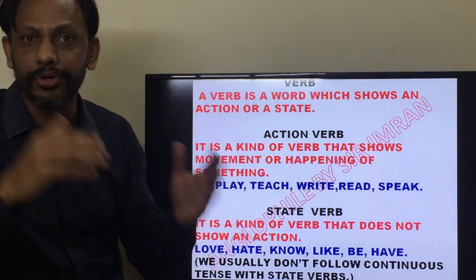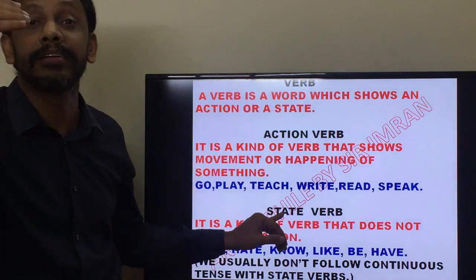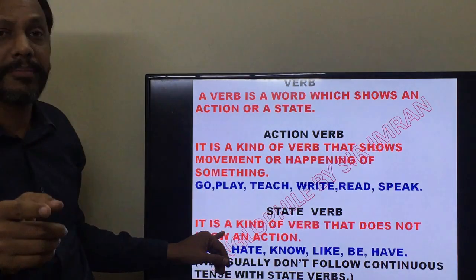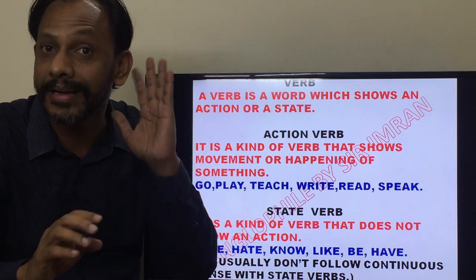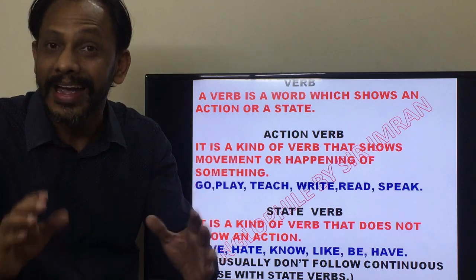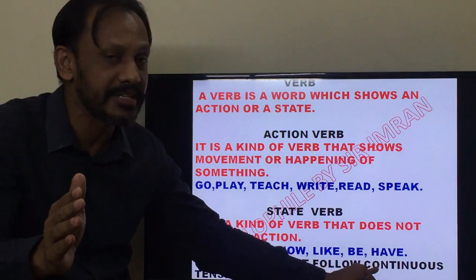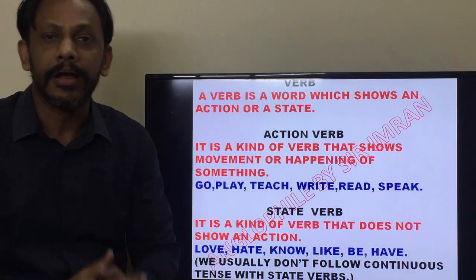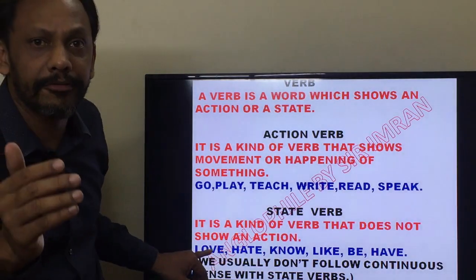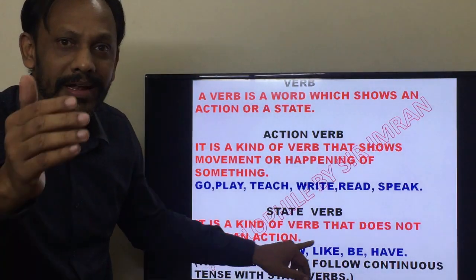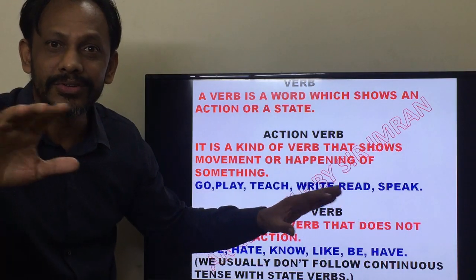If you talk about a sentence in which there is no action, it means it has a state verb. A state verb is a kind of verb that does not show an action. And since it does not show an action, we do not follow continuous tense with a state verb. Let me put it in another way. Remember, love, hate, know, like, be, have, they all show no action.